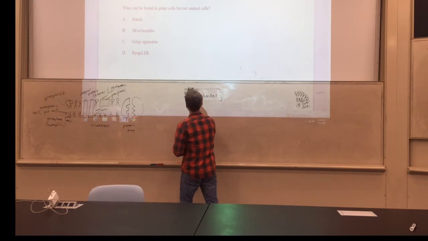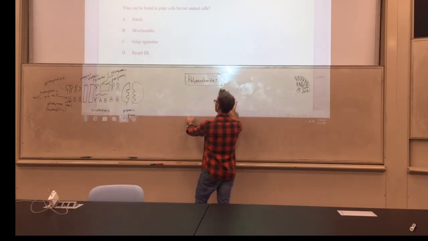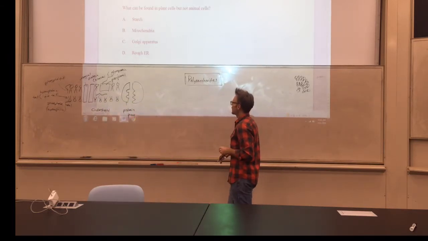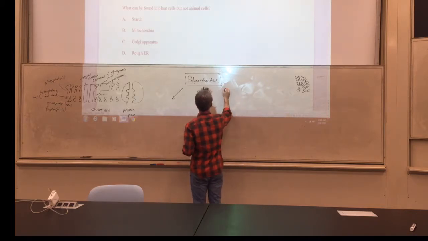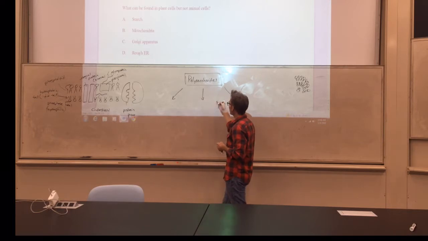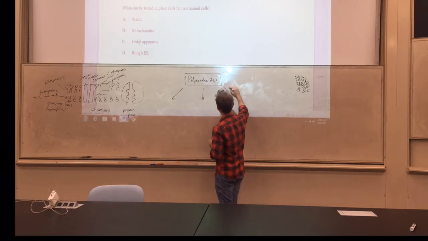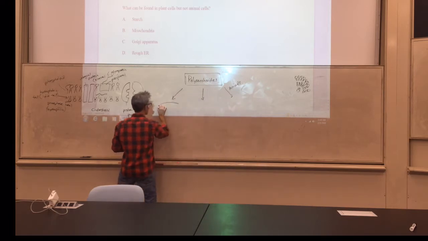Okay. So in biochemistry last year, we talked about 3 different polysaccharides that you needed to know, 2 in plants and 1 in animals. In plants it was starch and cellulose.